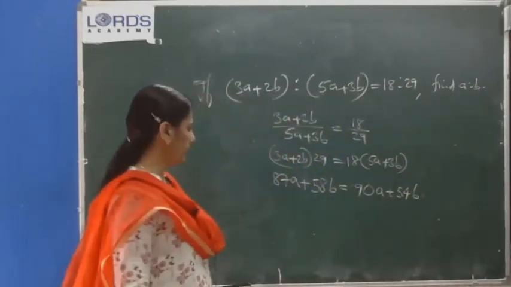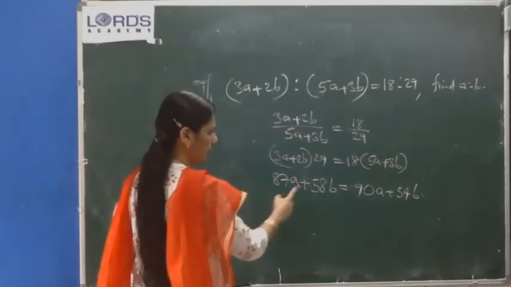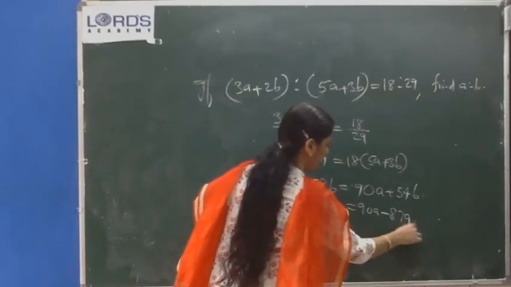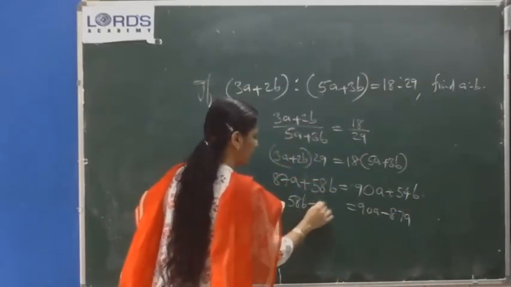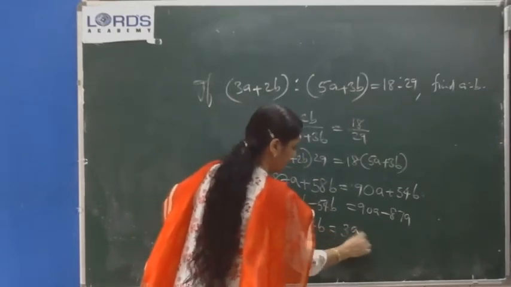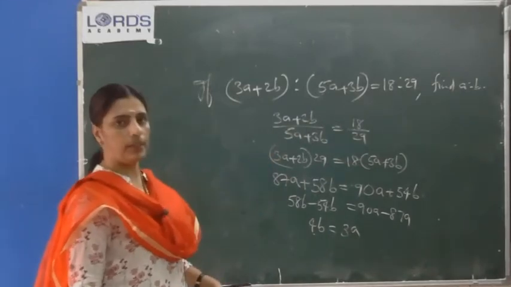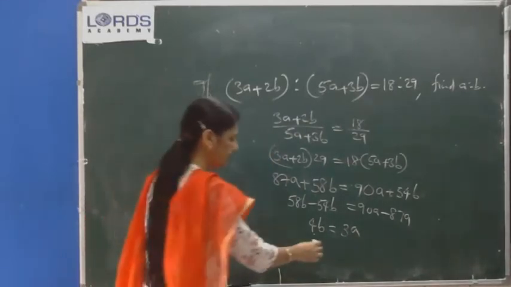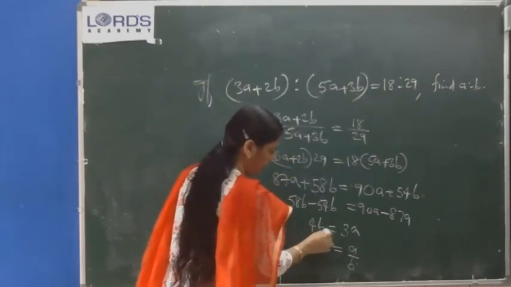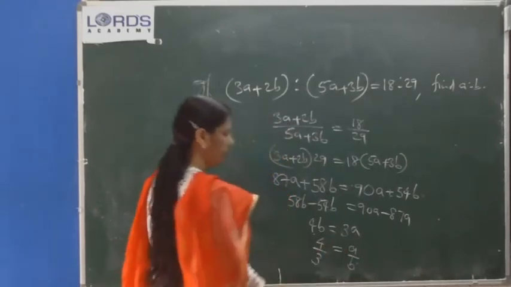Okay, open the bracket, then all the a's to one side, all the b's to the other side. So 90a minus 87a, 58b minus 54b, that is 4b equal to 3a. So what is a by b? You are aimed to find a by b, that is a is to b. What is a by b? b went to that side, 3 will come to this side. Is it correct? 4 by 3.